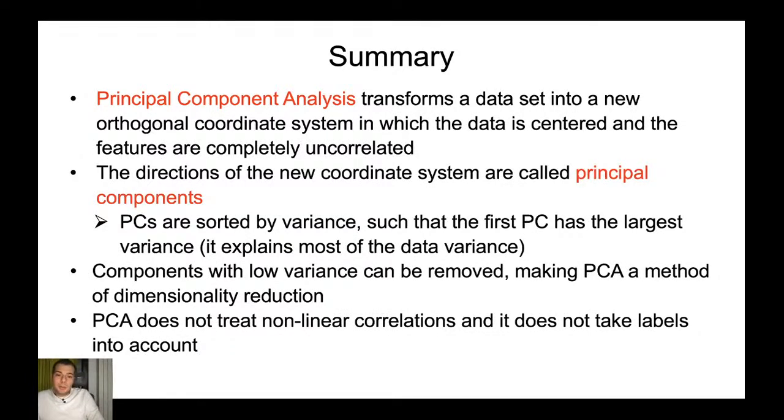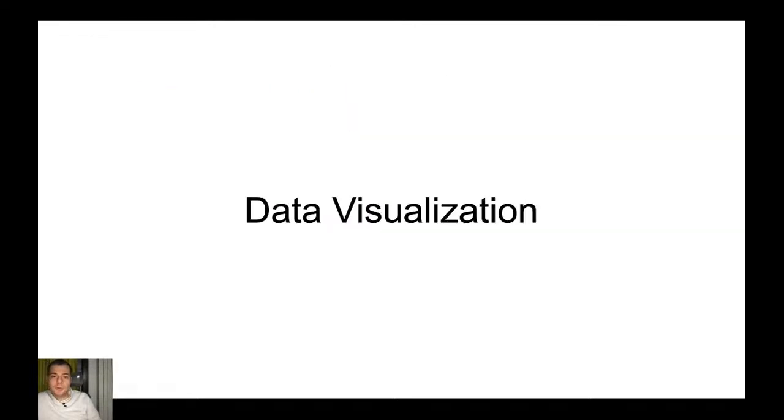Okay, so the limitations are that, as you saw in the previous slide, it doesn't deal with nonlinear correlations, so it will not model these, and it also doesn't take the labels into account. So it is an unsupervised method for dimensionality reduction. But okay, this is also valid for autoencoders.